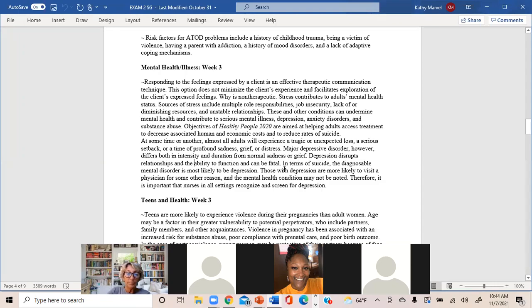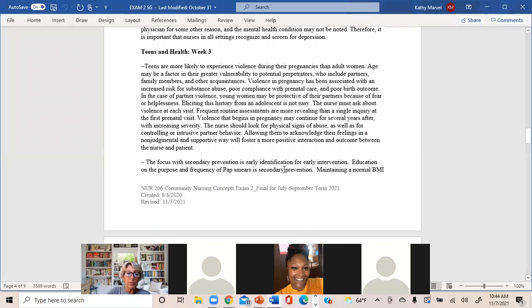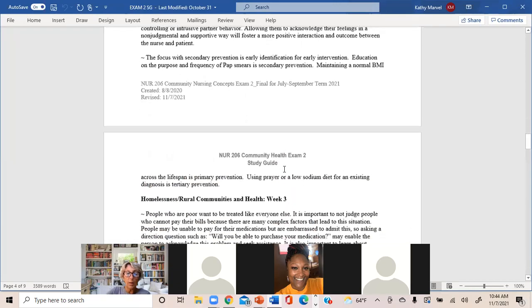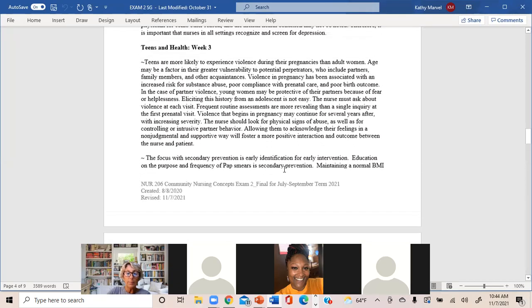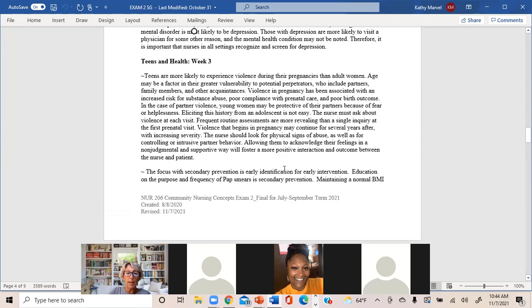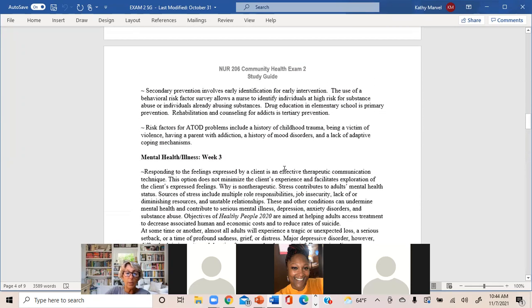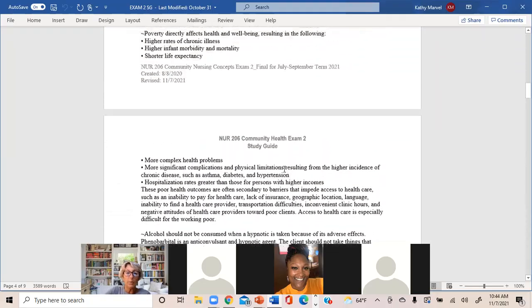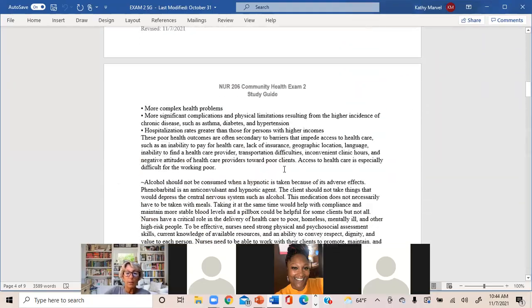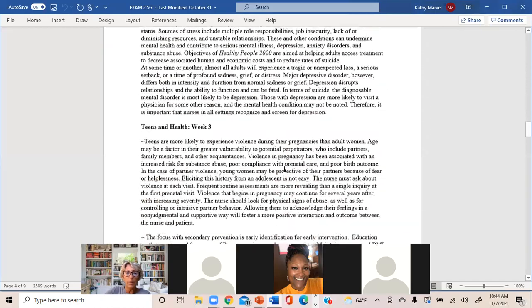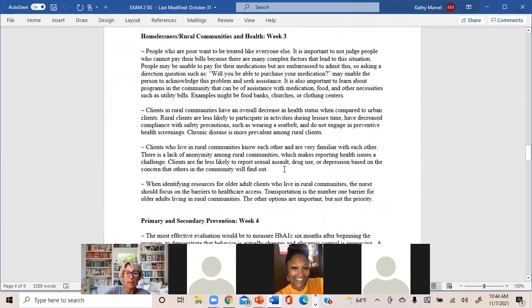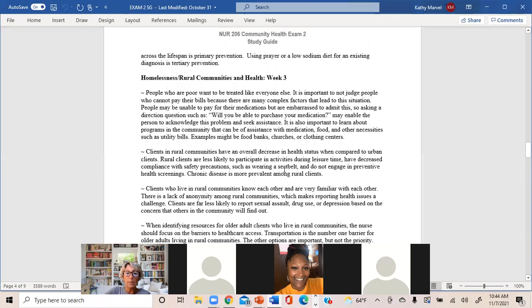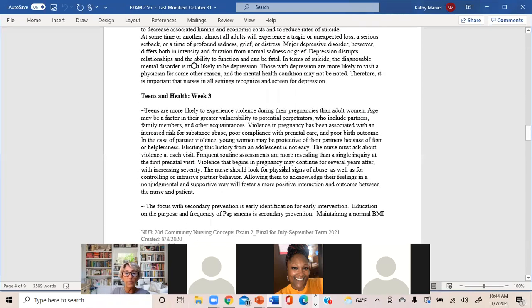Okay. And then we have a whole section on teens and health. So now we're just breaking down each of these categories that we talk about, right? So we've gone through mental health and we've gone through poverty. So poverty, mental health, teens, and then the last one is homelessness. Okay, so that's 4 vulnerable populations which we target in this class.